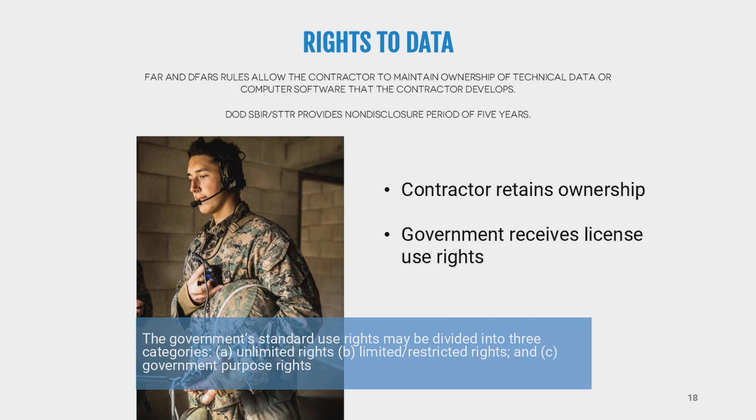Now, FAR and DFAR rules allow the contractor to do this, maintain ownership of technical data and computer software. The government likes to be able to have these licensee rights, and they usually fall into three categories: unlimited rights, limited or restricted rights, and government purpose rights. Now, again, data rights within the government contract context is very complicated. FAR and DFAR rules specifically define what technical data is and what software is and what the various rights are associated with it. What we're talking about today is just going to be a general topical survey.